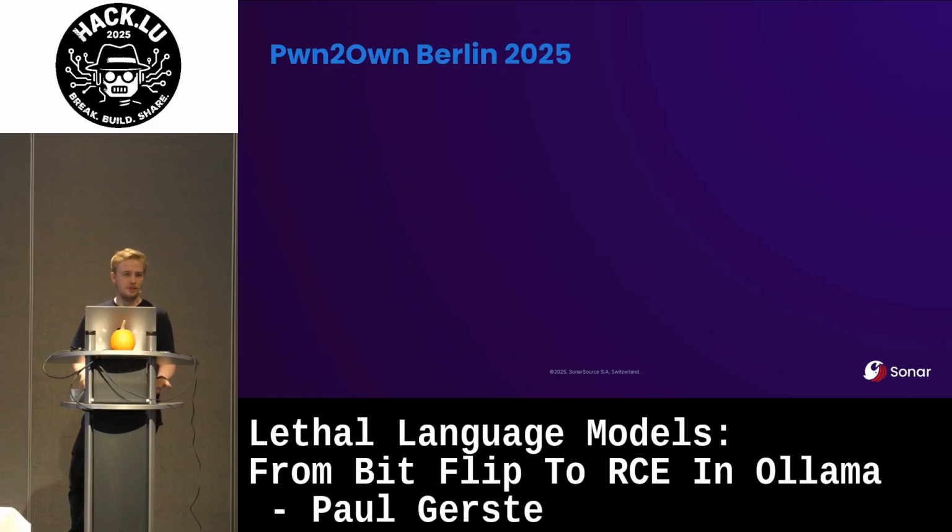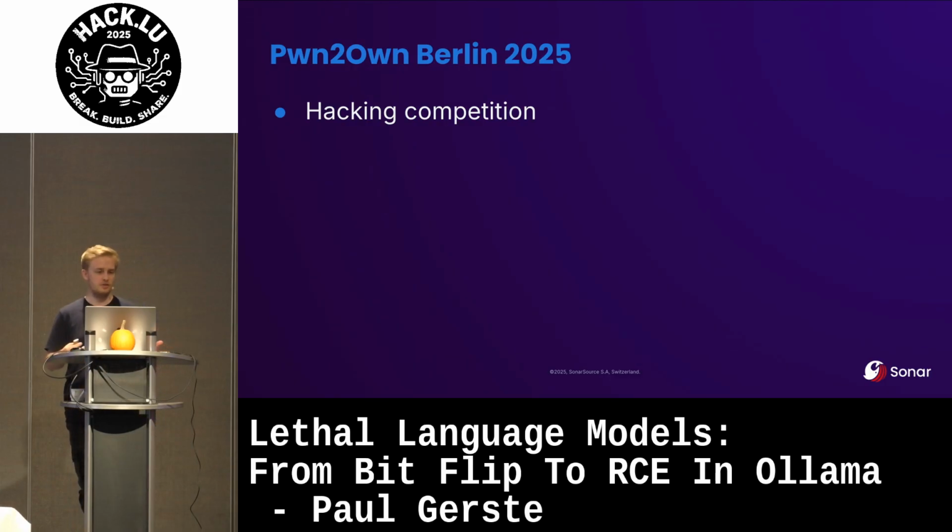So, Pwn2Own Berlin 2025. In case you don't know, Pwn2Own is a hacking competition. Basically, it's by Trend Micro, and they set out a set of targets. And in this edition, it's just software. People have like 2 or 3 months to hack them and build an exploit, and then they can go on site and win money if the exploit works. And then it's disclosed to the vendors immediately after.